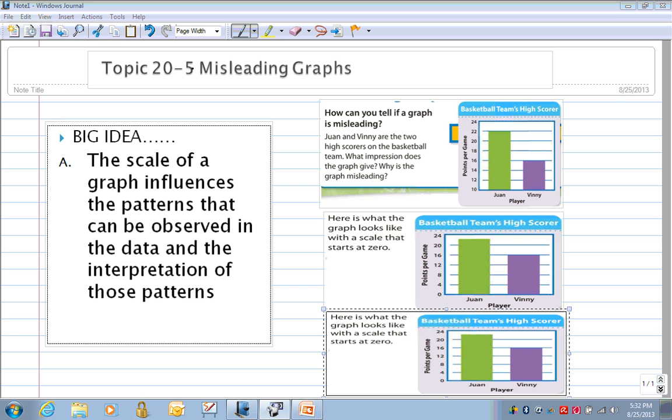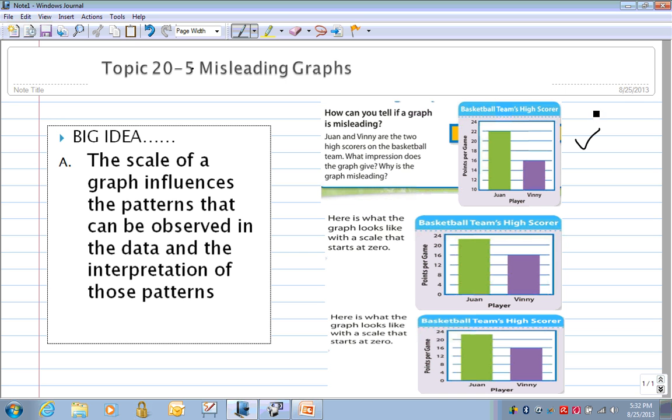If you look to the right over here, we talk about how can you tell if a graph is misleading. They give you an example of a graph. It's basketball team's high scorer, and they show Juan and they show Vinny. And on the left side, they have their scale, and it's points per game, and it starts at the bottom with 10, 12, 14, 16, goes all the way up to 24.